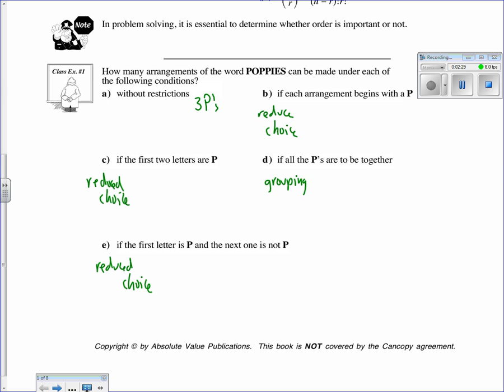I'll throw up the numerical answers and then set up the other side, and then we'll see what work needed to be done. So 840 is the answer for A. 360 is the answer for B. 120 is the answer for both C and D. And 240 is the answer for the last one.